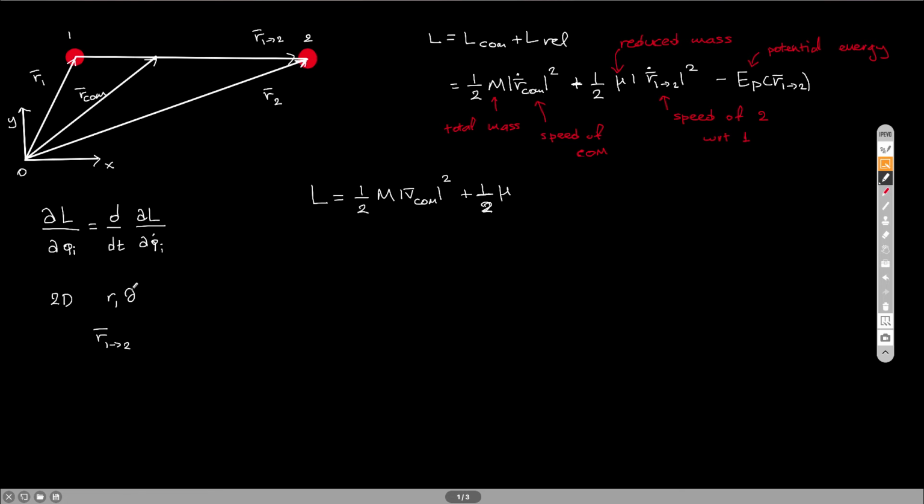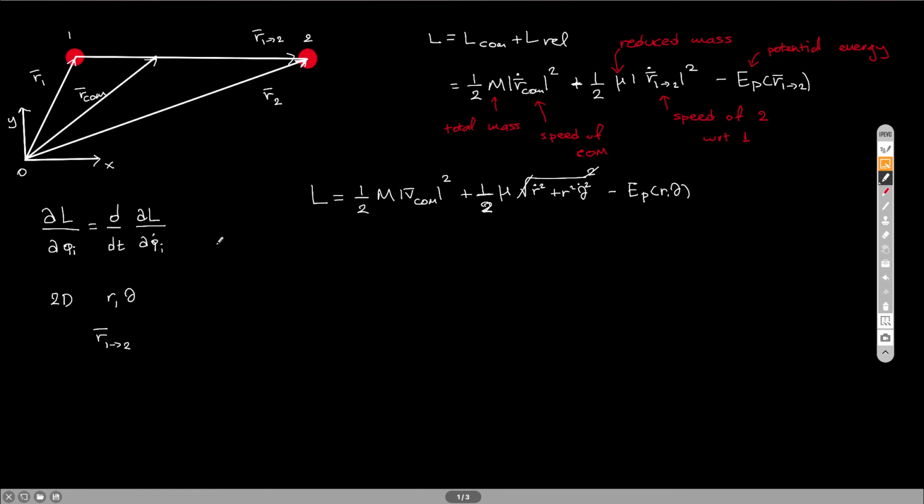Now, from polar coordinates, I know that the speed squared is equal to r dot squared plus r squared theta dot squared. And because I have the square, this with the square root will cancel out. And then I have minus EP that depends on r and theta.